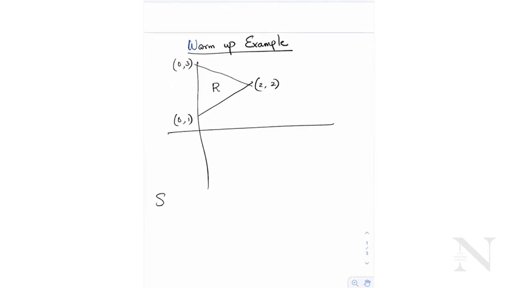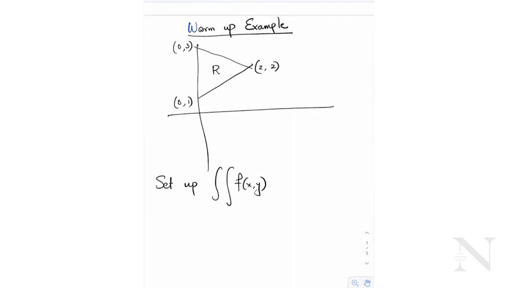So set up the double integral of f of x, y, whatever that function is. We don't care, because the emphasis here is on setting up the integral, because integration is something you can do, right? All of you have taken Calc 1 and you have seen the integrations are not anything fancy. So as long as you can understand the picture and set it up, you're almost there.